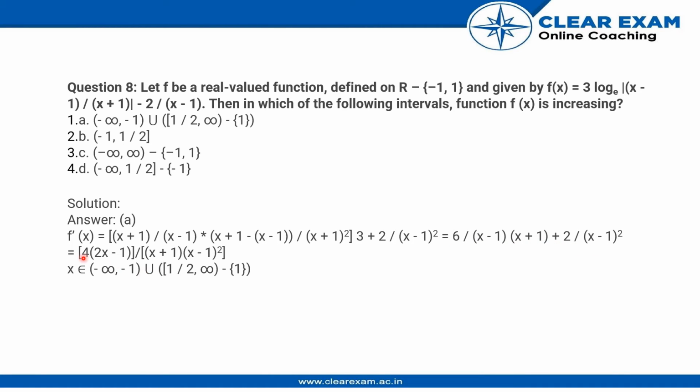Now what we are left with is f'(x) equal to 4(2x - 1)/((x + 1)(x - 1)²). Now f'(x) is greater than or equal to 0 when x belongs to (-infinity, -1) union [1/2, infinity), and we have to exclude -1 over here, since in the domain, x of x - 1 is excluded.